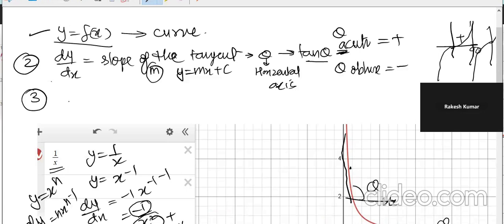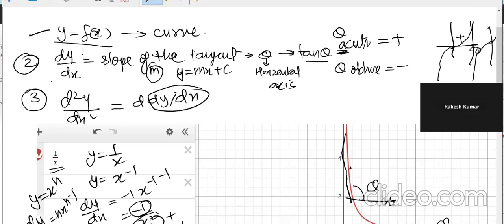Third, the second order derivative. Now this is the rate of change of this. So this was the rate of change of y with respect to x. This is the rate of change of dy by dx with respect to x.